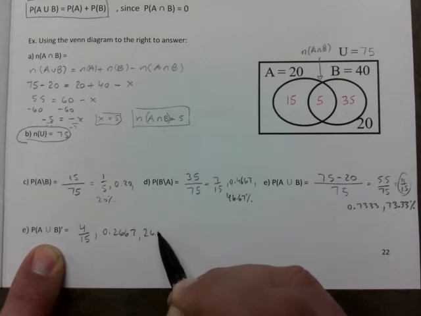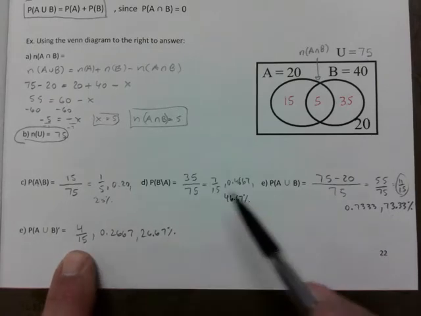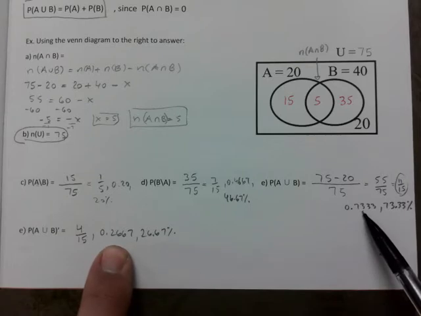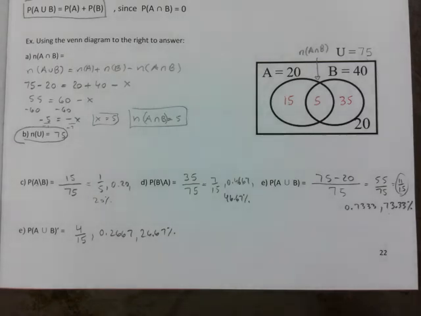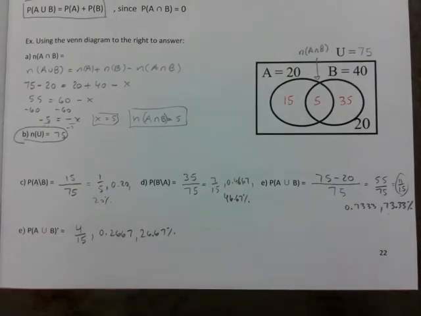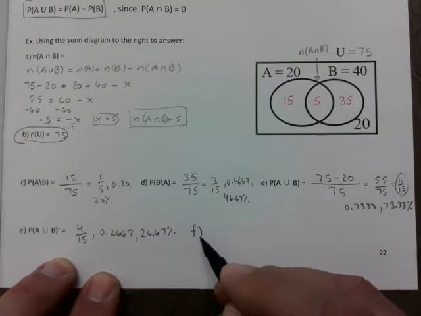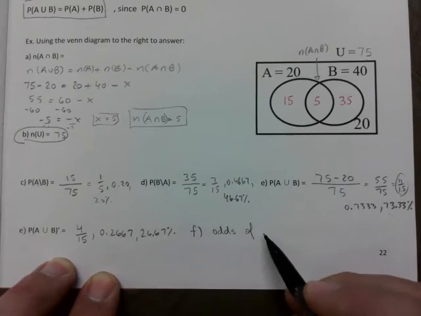Which is 0.2667 or 26.67%. And if you think about it, you add up the fractions, you get 15 out of 15, that's 1. You add up the decimals, that would give you 1. You add up the percentages, that would give you 100%. So something happening and something not happening should add up, as complements, to 100% or 1 when it comes to probabilities. How about F? What are the odds of B, let's say?